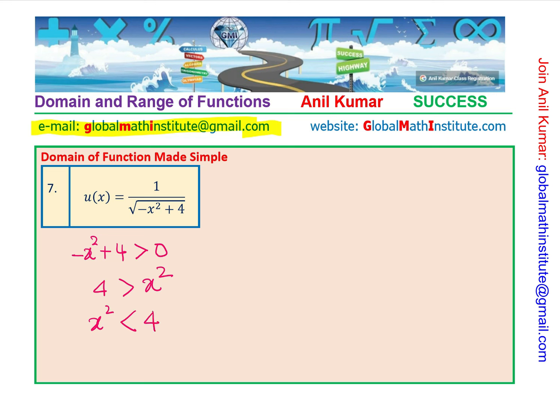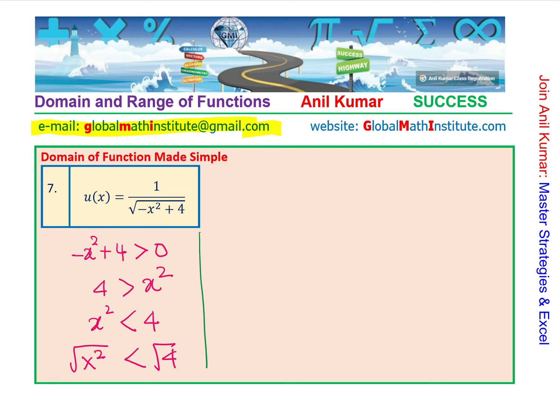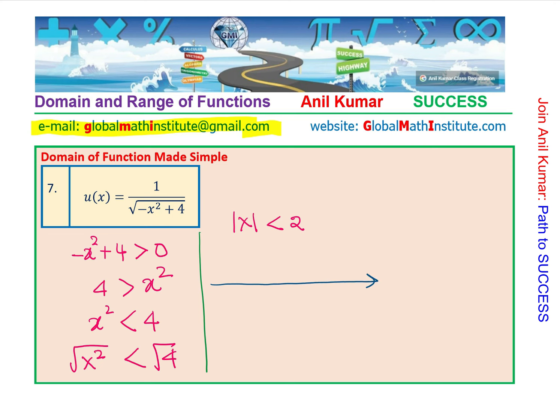Taking the square root, we get the absolute value: square root of x squared is less than square root of 4. We can say from here, as we did last time, that the absolute value of x is less than 2. Perfect. So on a number line, you can show the solution as holes at 2 and minus 2, and the solution is within that interval.